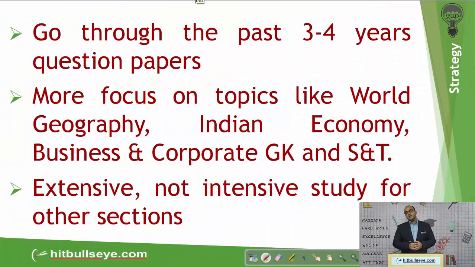As far as preparation of static GK for CMAT is concerned, you must go through the past 3 to 4 years question papers of CMAT. Now we understand that the CMAT exam is held online and the papers are not released. However, a large number of websites, including hitbullseye.com, have uploaded questions from the GK section based on memory.